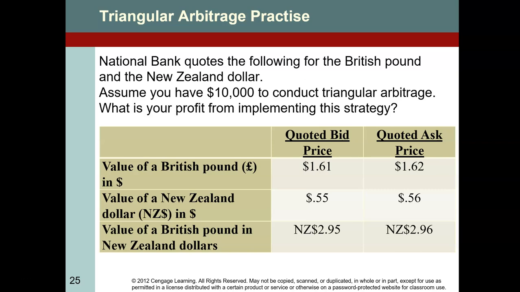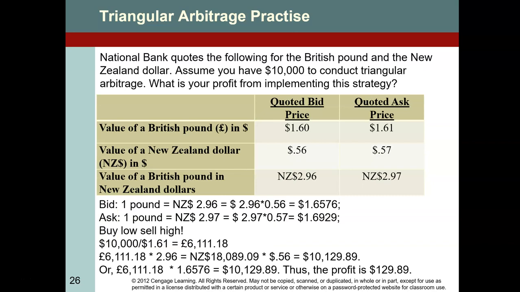Okay, so if you're ready with the answer, let's look at the next slide here with solutions. Otherwise, you could keep pausing the video. Okay, here we know from the exchange rate that at this bid price, £1 equals 2.96 New Zealand dollars. Okay, and then for each New Zealand dollar, it's 0.56 US dollars.